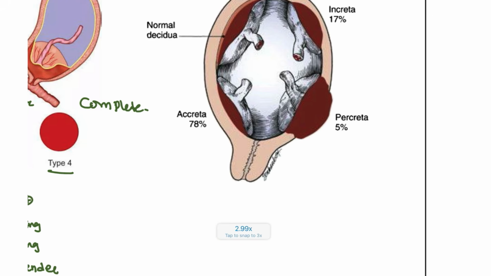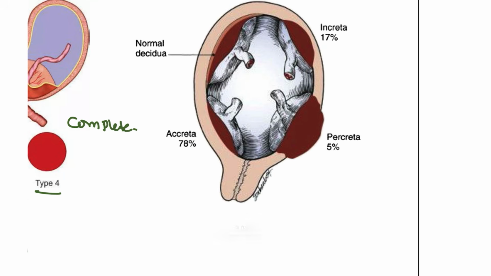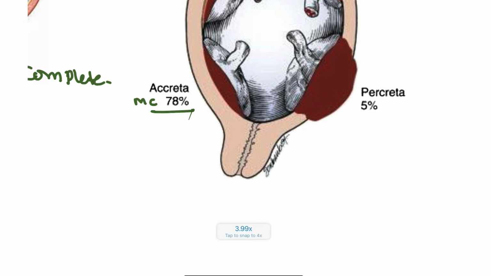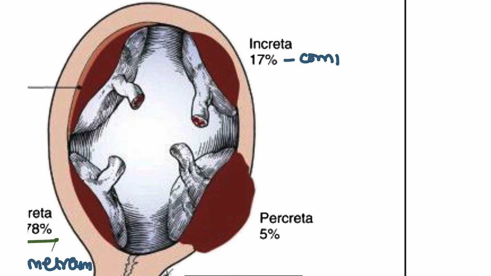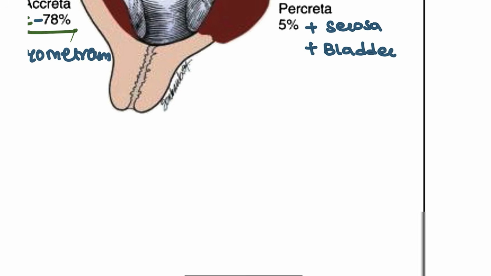Next, the last APH, this is placenta accreta syndrome. What is placenta accreta syndrome? Here you can see that accreta overall is the most common. In patients with the accreta condition, it involves the myometrium. In increta it involves the complete myometrium, and in percreta it involves the serosa also, and sometimes it can also invade the bladder.